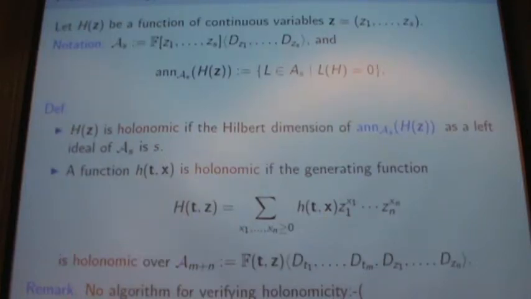Okay, now let's go to a more technical part. This is the most technical slide in this talk. Now we give the definition of holonomicity. A function of a continuous variable is said to be holonomic. Let me first give some notation. Here A_s denotes the Weyl algebra. The Weyl algebra essentially consists of polynomials and operators, and they satisfy a special multiplication rule.